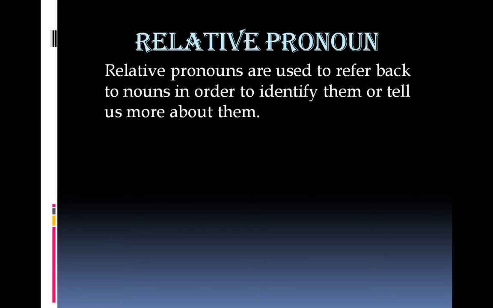Relative pronouns are used to refer back to nouns in order to identify them or tell us more about them. To identify means to make it clear which person or thing is being talked about. Sometimes they are not necessary for this purpose of clarification. They are simply used to add more information about a previously mentioned noun. This is their basic function. They tell us more about nouns.